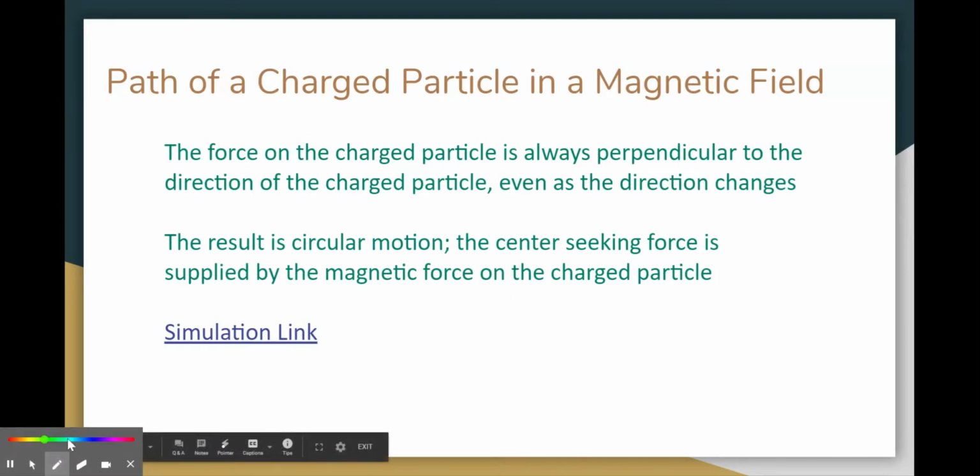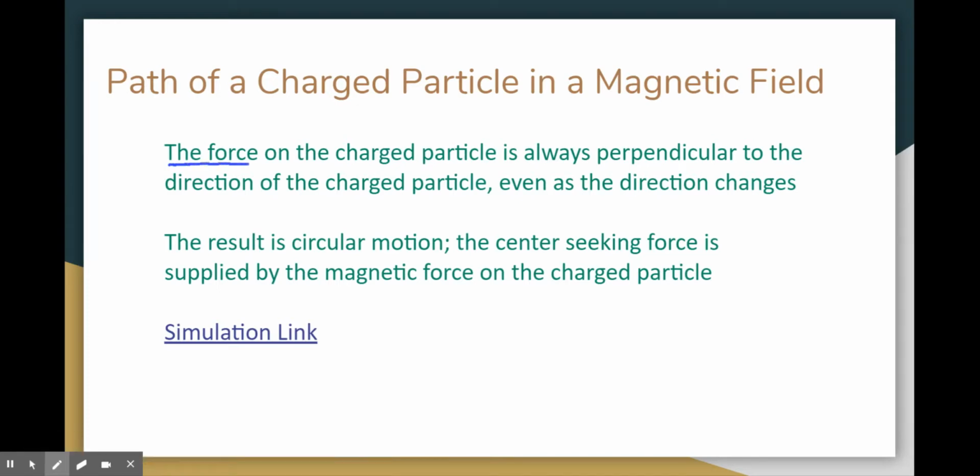Consider this for a moment. Your palm says that the force on the charged particle is always perpendicular to the direction that the charged particle is flowing. And that occurs even as the direction changes. The result is this: circular motion. The center-seeking force is supplied by the magnetic force on the charged particle.